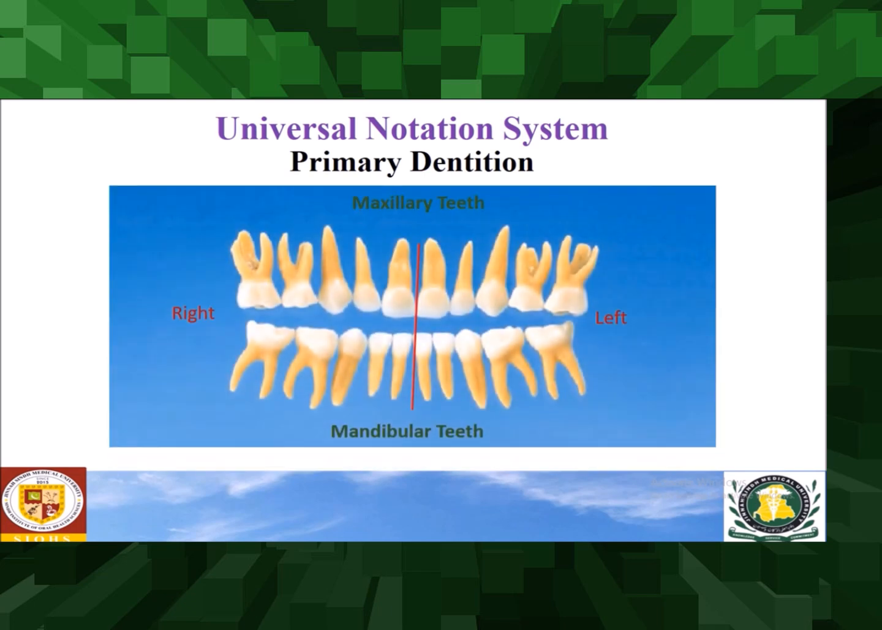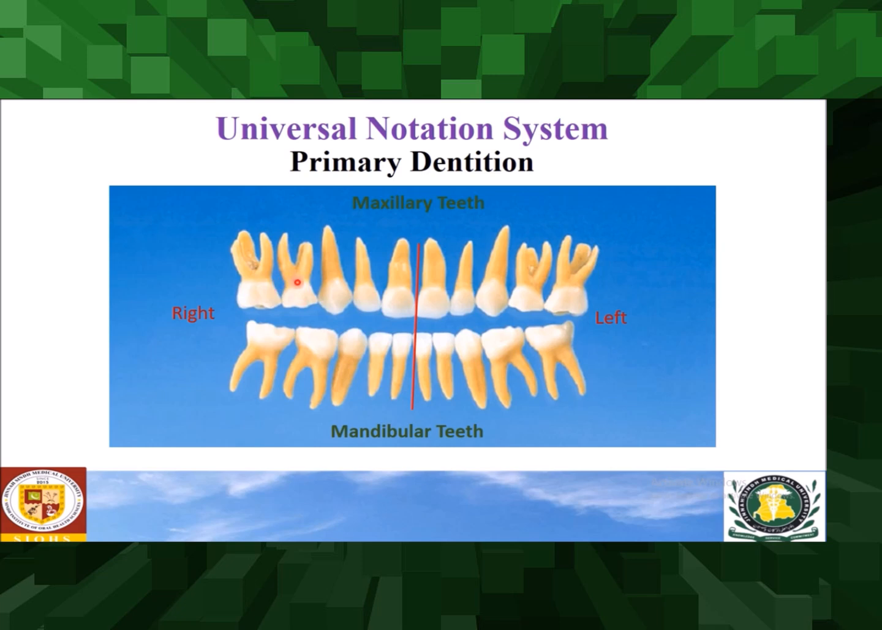Now we will do some exercise of the universal notation system for the primary or the deciduous dentition. So this is a complete picture of a deciduous or a primary dentition. These are the maxillary teeth, these are the mandibular teeth. So there will be 10 teeth in a complete primary dentition in the upper arch and 10 teeth in the lower arch. This red line indicates a midline and this is the right side and this is the left side.